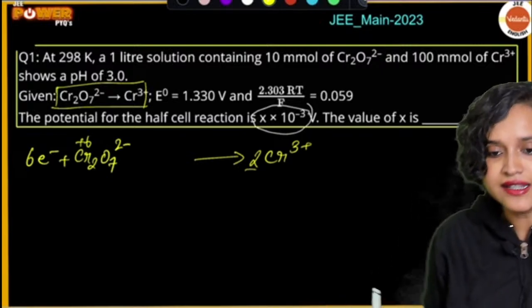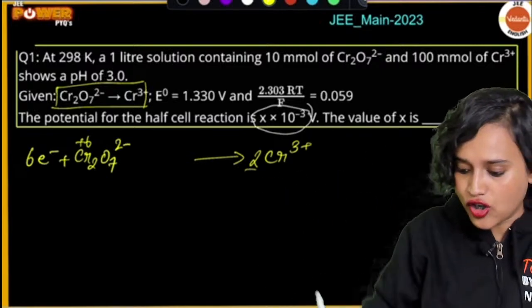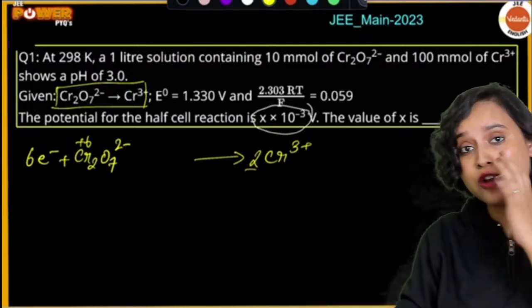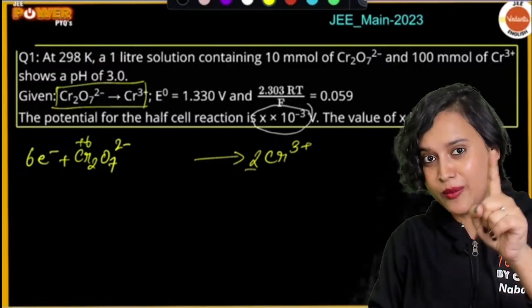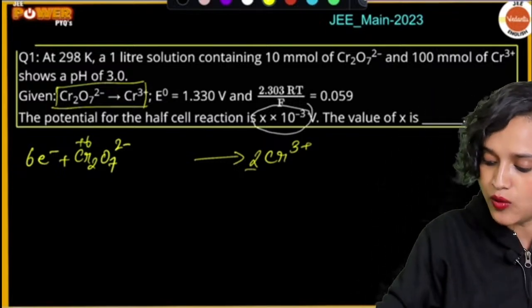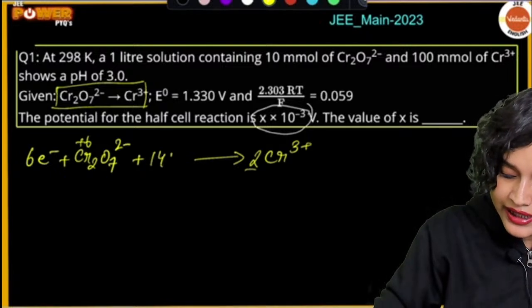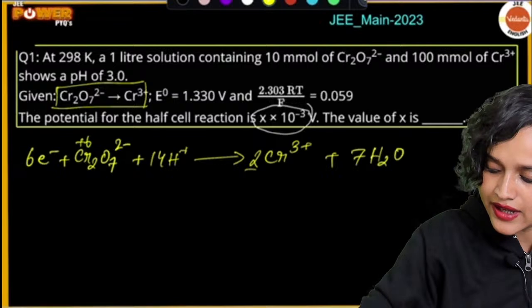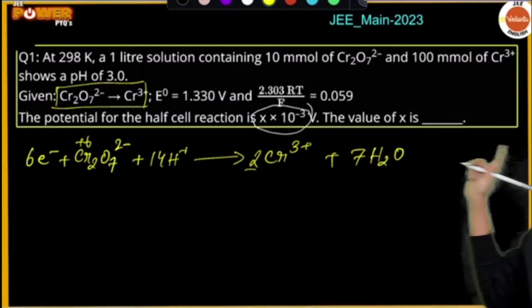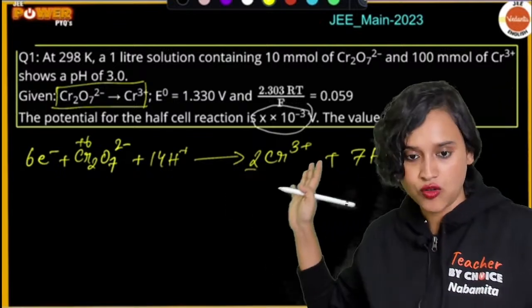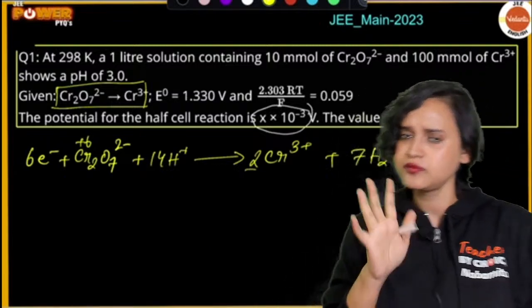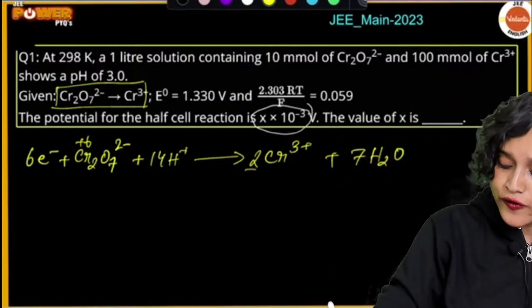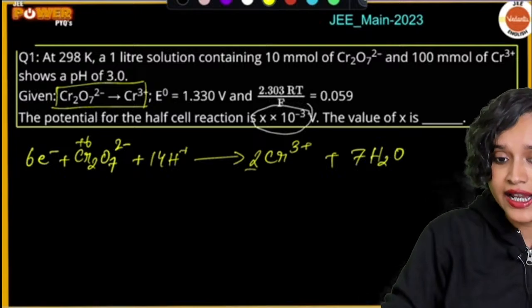So 6 electrons. Do you remember how to balance the chemical equation? Right now I will add 14H plus, which means on this side I will be adding 7H2O. Make sense, everybody? Yes, the reaction is balanced now. So now from here I can understand what I have.